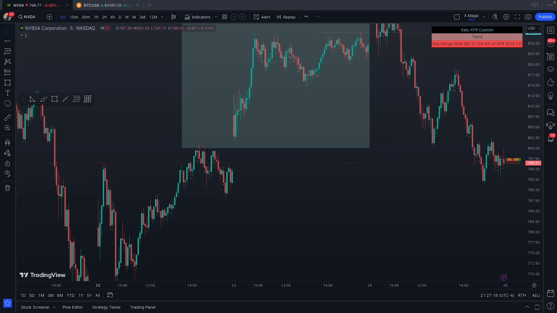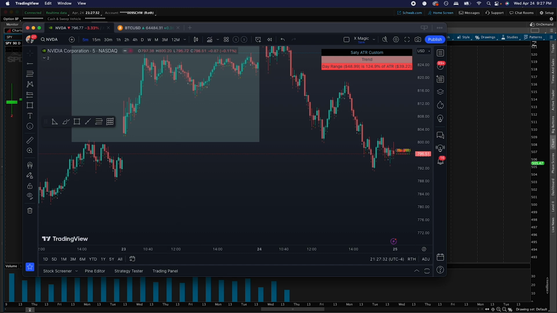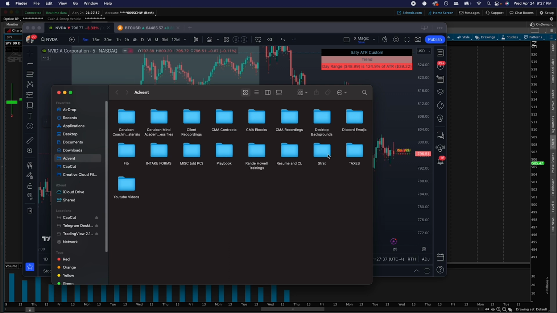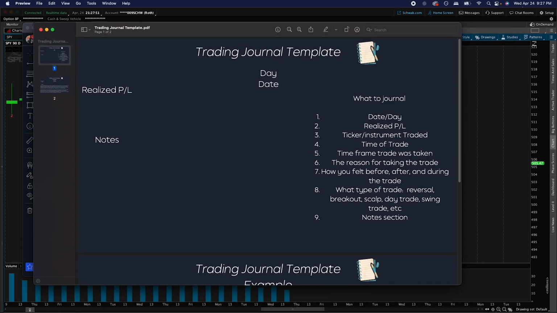The last thing I'll go over is my journaling. I'll show a quick example and then I'll end it there. Let's bring up my journal template. Let's go to trading journal template. All right, let me know if you guys can see my chart. Yes. Sweet.